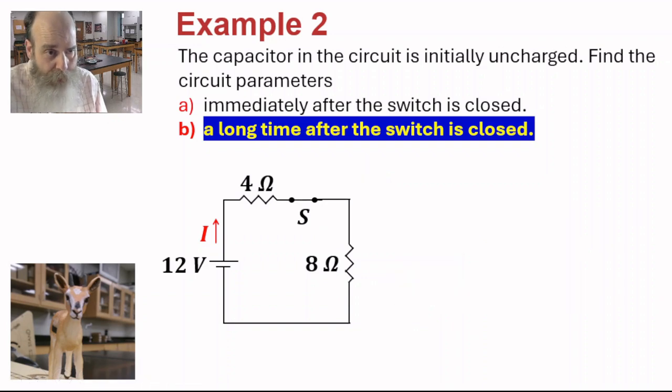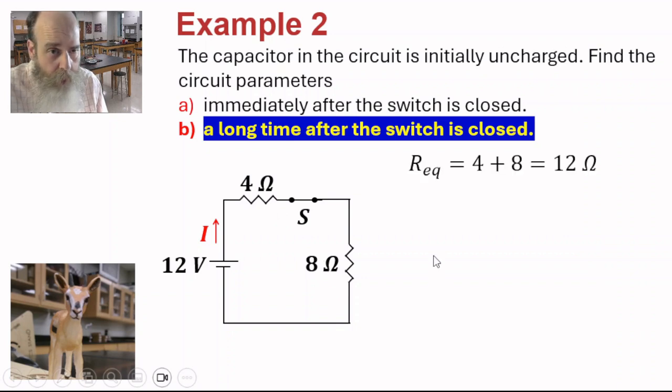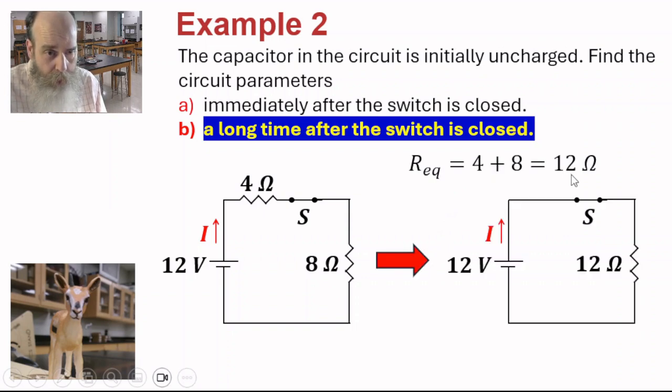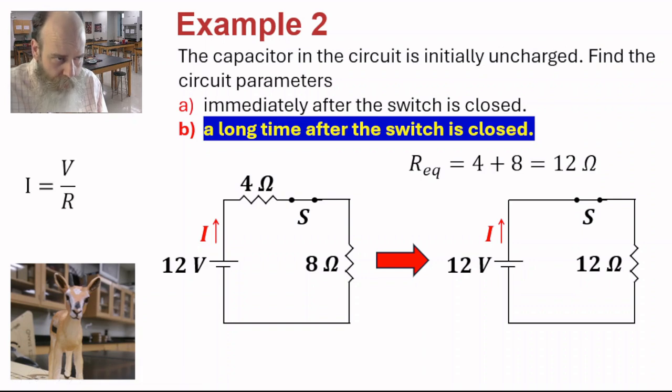So our circuit becomes this: a 4 ohm and 8 ohm resistor in series as before. Total resistance is 4 plus 8 equals 12 ohms. Here's our circuit: 12 volt battery voltage across a 12 ohm resistor. Applying Ohm's law to find the current. I equals V over R. 12 volts over 12 ohms is 1 amp.